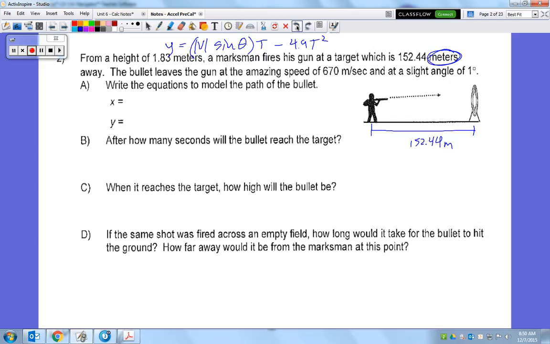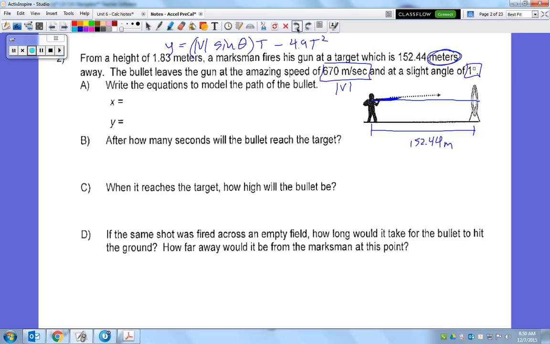So the bullet leaves the gun at the amazing speed of, so there's my magnitude of the velocity, and at a slight angle of 1 degree. So it's saying if it shoots straight, this little angle that it's pointing up is going to be 1 degree of angle of elevation from the horizontal, if you will. So from being parallel with the ground, it's just 1 degree up.